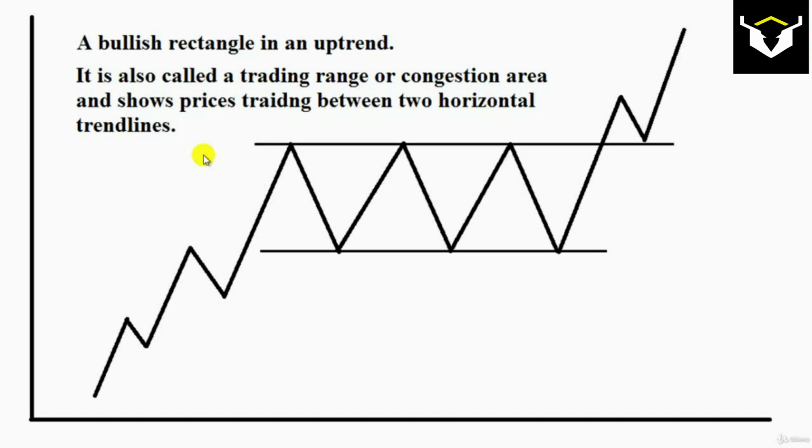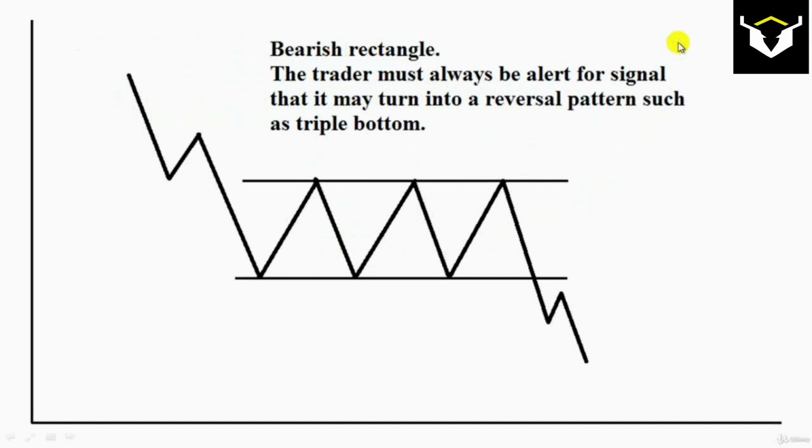It is also called a trading range or congestion area and shows prices trading between two horizontal lines. Prices move upwards and find two points of the trading range through which a horizontal straight line can be drawn. After trading in the range for some time, prices break out to a new high and continue their upward move. The exact opposite is the case for a bearish rectangle. Prices come falling downside, then find two points of resistance and support where they consolidate for some time before breaking down and resuming the downtrend.